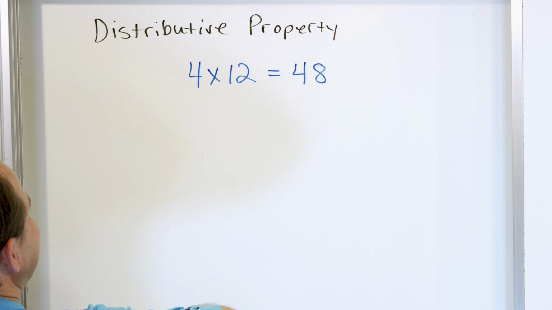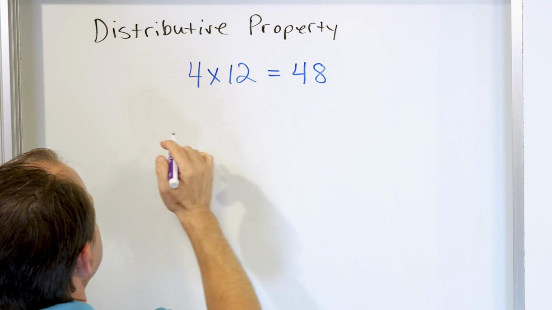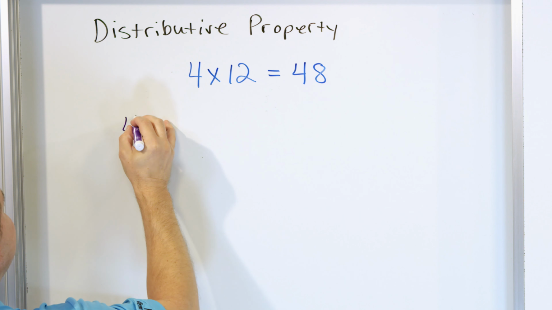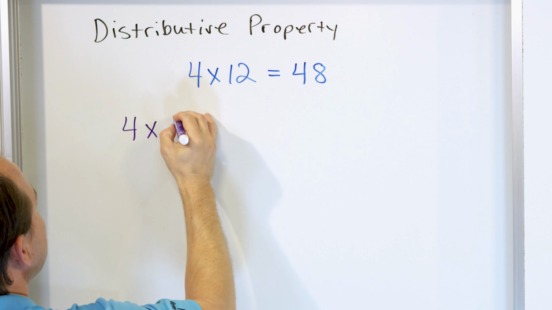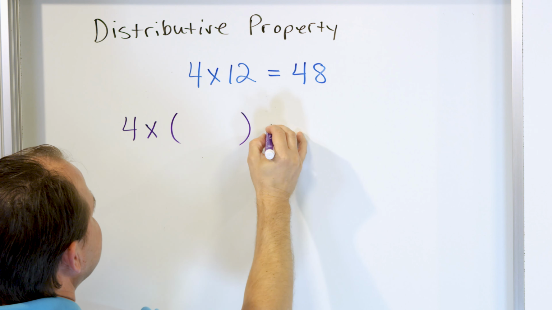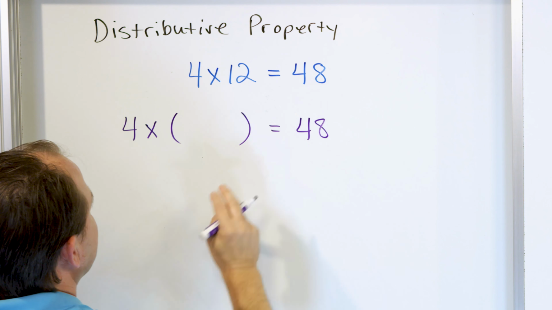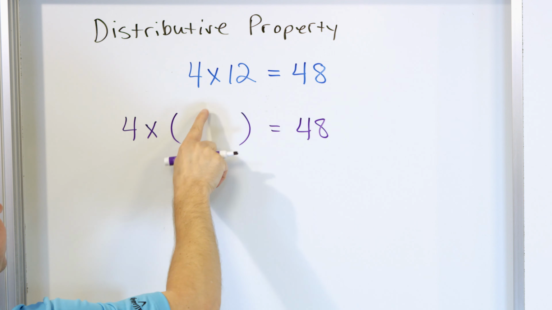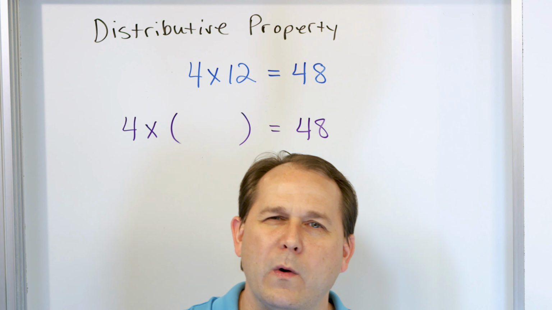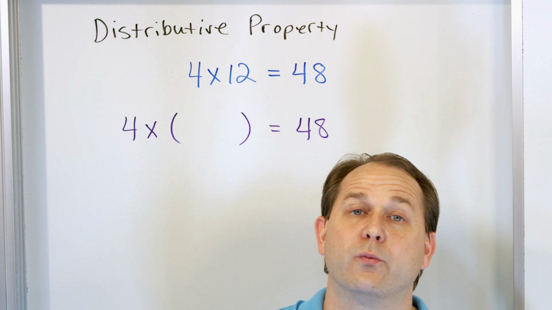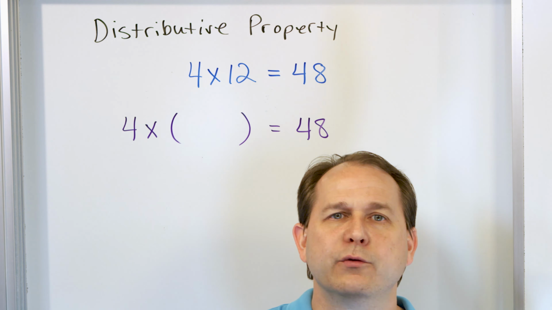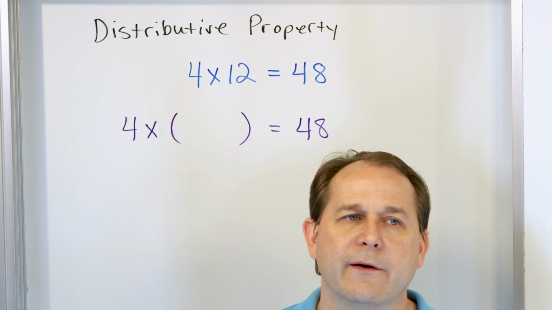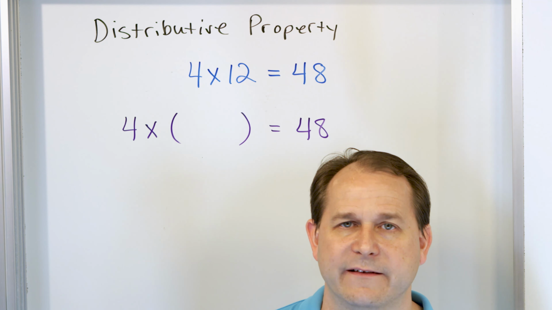Let's rewrite it like this. Instead of 4 times 12 is 48, let's rewrite it like this. 4 times, and what I'm going to do is instead of the 12, I'm going to open up a set of parentheses. And of course, it's still equal to 48. I can represent this 12 inside of here in different ways, right? Because 11 plus 1 is 12. And 6 plus 6 is 12. I can do lots of things added together to make 12.